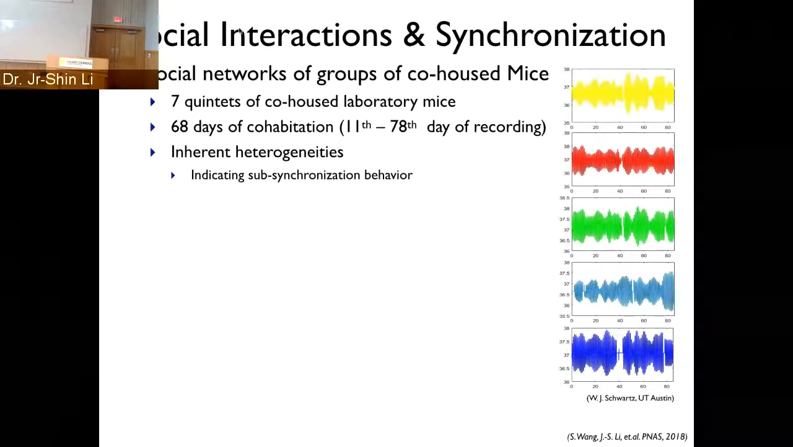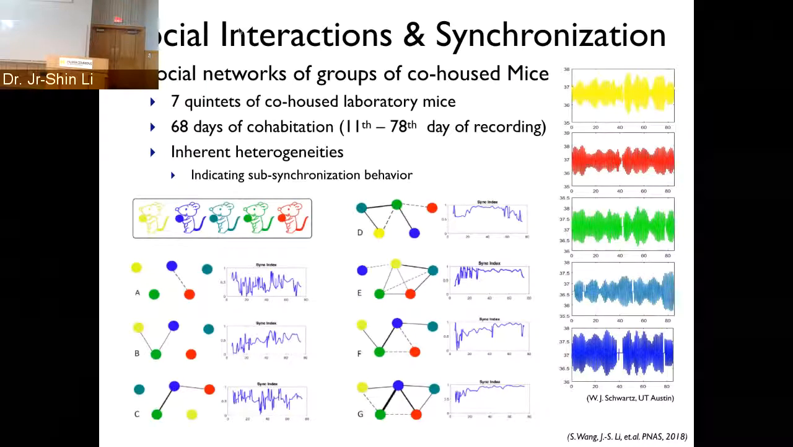Then let me show you this. This is a case where we study social synchronization. So my collaborator took 5 mice into one cage and co-housed them for 65 days. And then he did 7 of these. And then he wanted to study whether these groups of mice are socially synchronized after these 68 days, right? Whether they like each other, right?